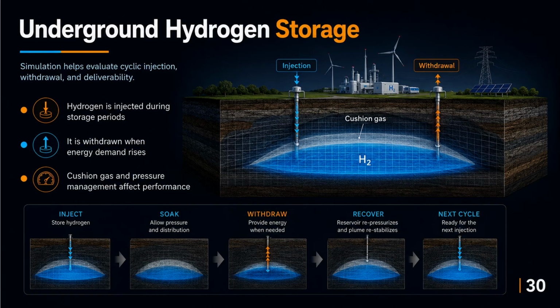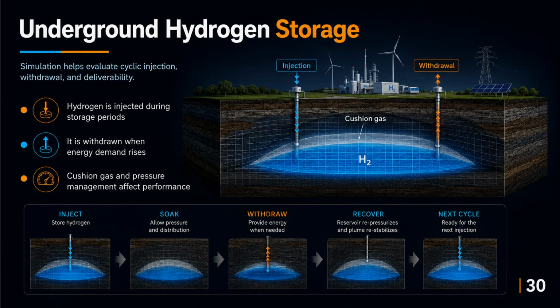The key simulation outputs include pressure cycling, gas saturation distribution, hydrogen recovery factor, deliverability, cushion gas requirement, purity, and trapping or loss. Compared with CO₂ storage, the goal is not only to store gas permanently. The goal is to recover hydrogen efficiently when needed. Therefore, reservoir simulation for UHS must focus on both storage integrity and operational performance. This makes it a fascinating and high-impact research direction.